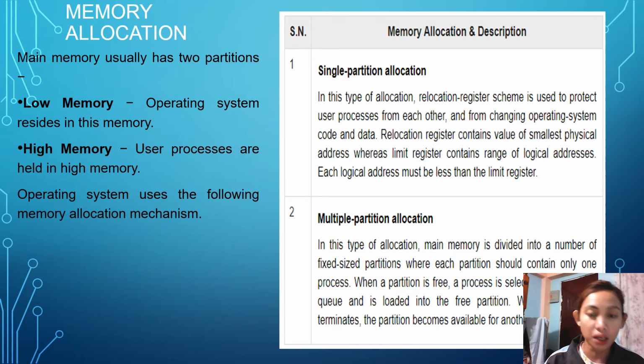Multiple partition allocation. In this type of allocation, main memory is divided into a number of fixed-size partitions, where each partition should contain only one process. When a partition is free, a process is selected from the input queue and is loaded into the free partition. When the process terminates, the partition becomes available for another process.